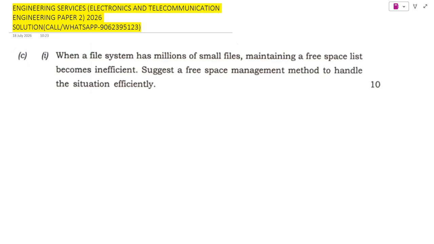Okay. So first ask yourself, what is free space management? Every storage device has two types of blocks. First is the allocated blocks and second is the free blocks. Allocated blocks are already occupied by the files and free blocks are available for the new files. And the operating system must keep track of these free blocks. This process is called free space management. Okay. And there are several free space management techniques in the operating system.